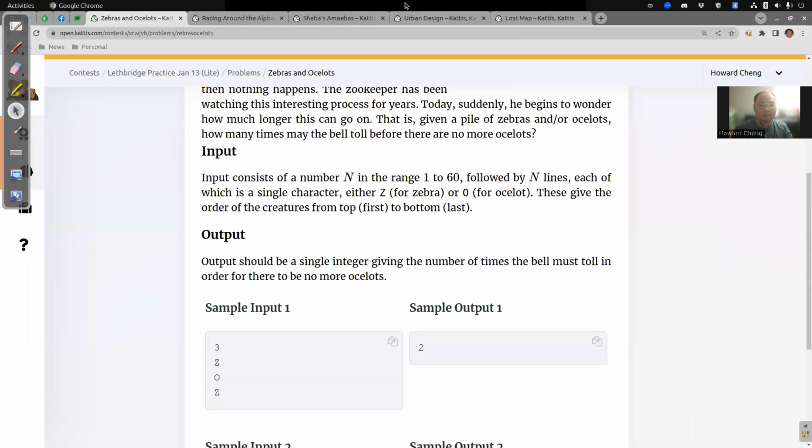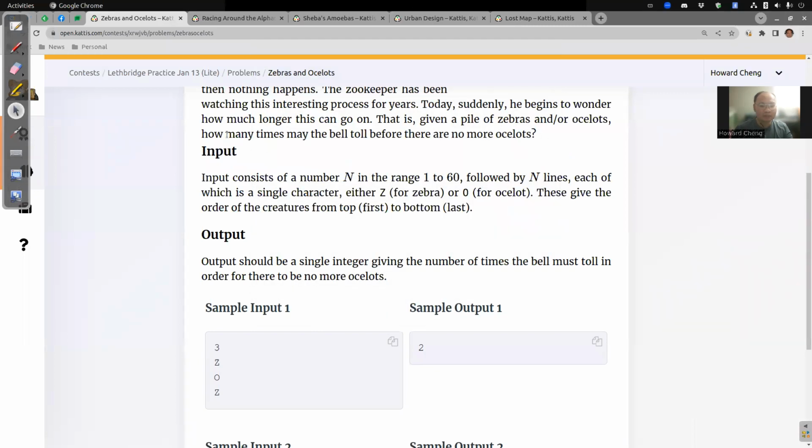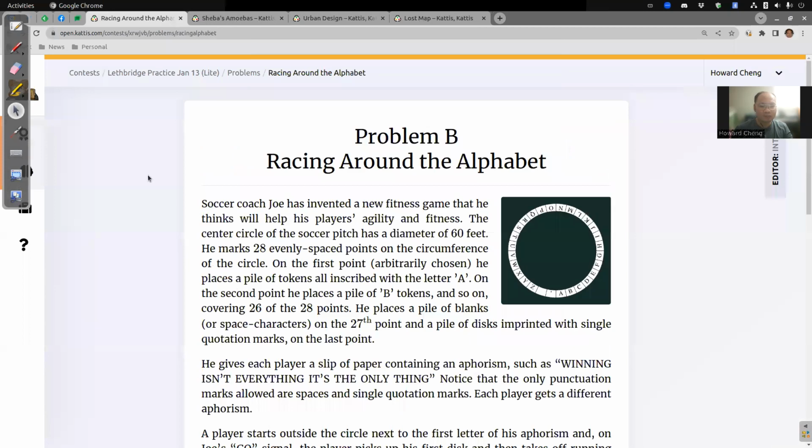All right. So let's look at the next problem, racing around the alphabet.